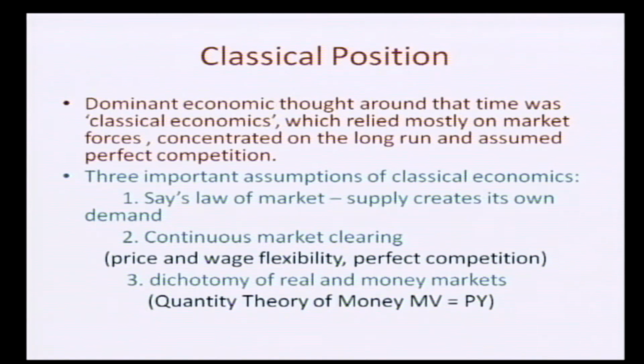So V is constant, the number of times money changes hand. Y, the aggregate output, is constant. So when there is an increase in money supply, there is a proportionate increase in the price level. Similarly, if there is a decrease in money supply, then there is a decrease in the price level. So this implied that money doesn't influence the real variables, particularly the output. It influences only the price level.